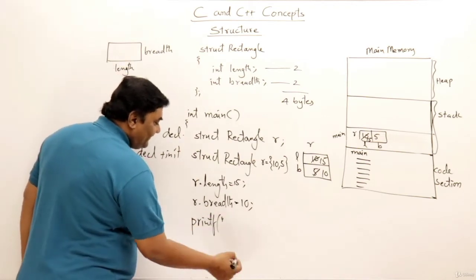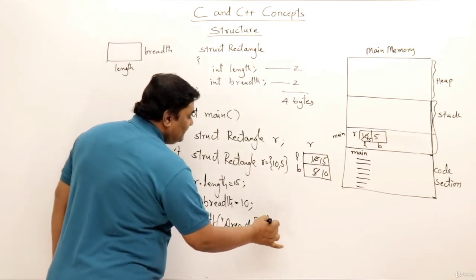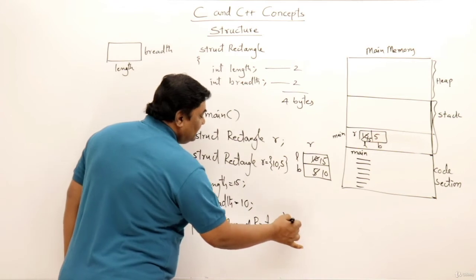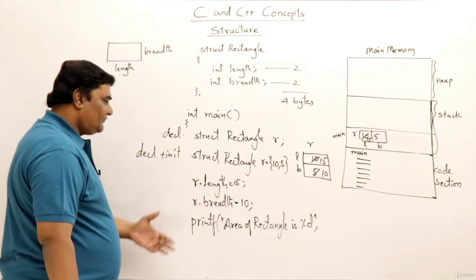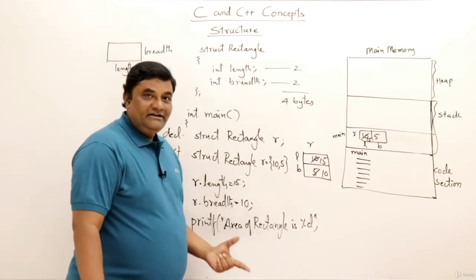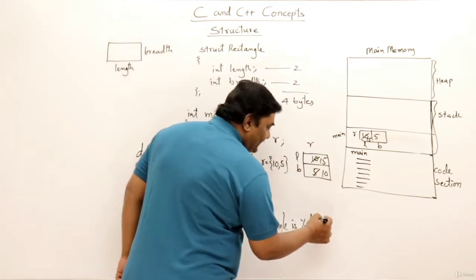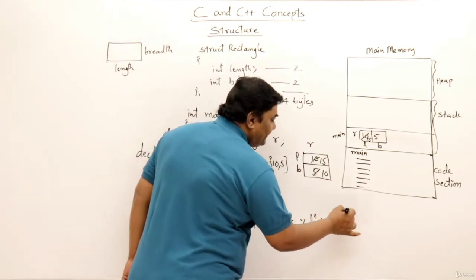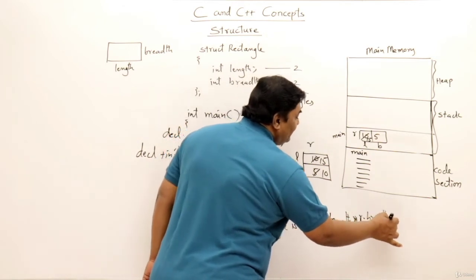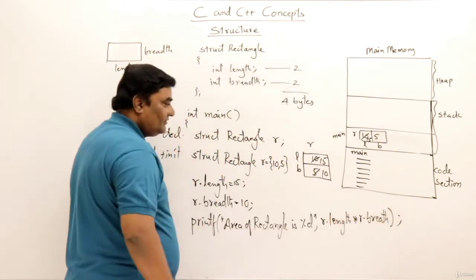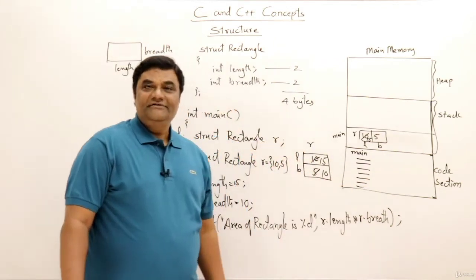printf: area of a rectangle is %d. So here I will write the formula. So what is the formula for area? Length into breadth. So how to access that length and breadth? I have to use the dot operator. So say r.length multiplied by r.breadth. So this is how I can access the members. So length and breadth will be multiplied, that is 15 into 10, and I'll get the result as 150.